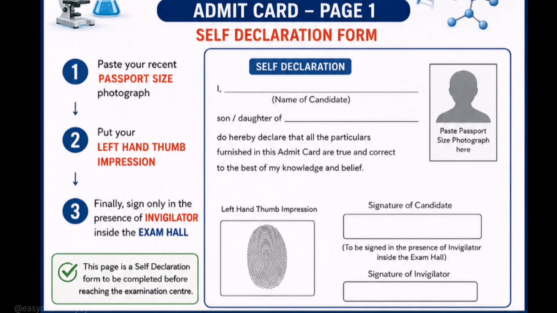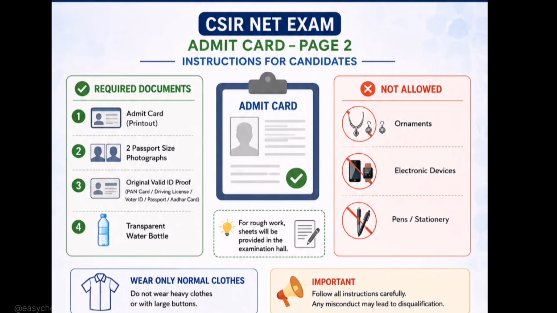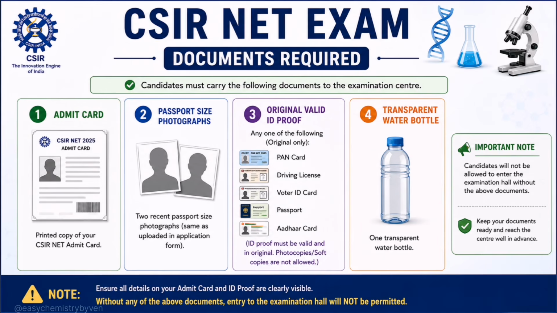Page 2. Instructions for candidates. Carry the following documents: printed CSIR NET admit card, 2 recent passport size photographs, and an original valid ID proof: Aadhaar card, PAN card, driving license, voter ID, or passport, any one.